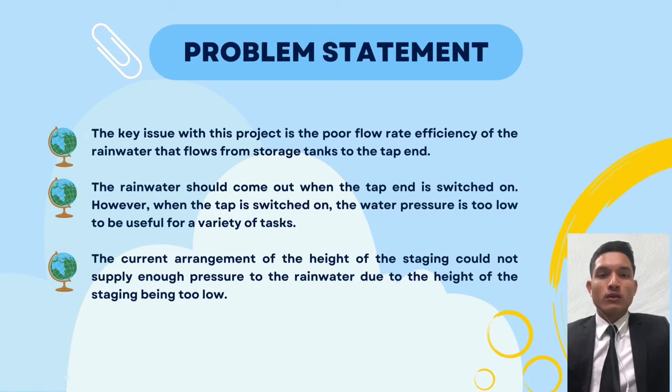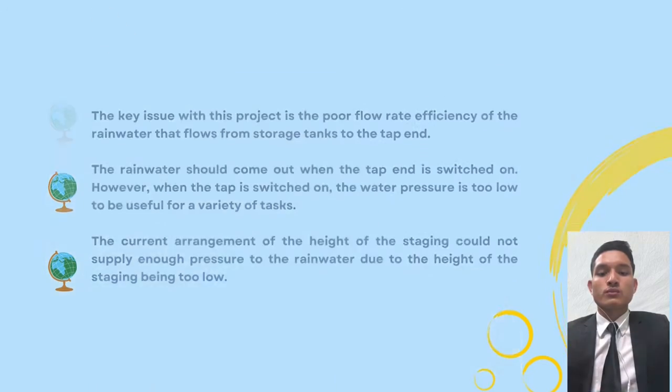The key issue with this project is the poor flow rate efficiency of the rainwater that flows from the storage to the tap end. The rainwater should come out when the tap end is switched on. However, when the tap is switched on, the water pressure is too low to be useful for a variety of tasks. The current arrangement of the height of the staging could not supply enough pressure to the rainwater due to the height of the staging being too low.